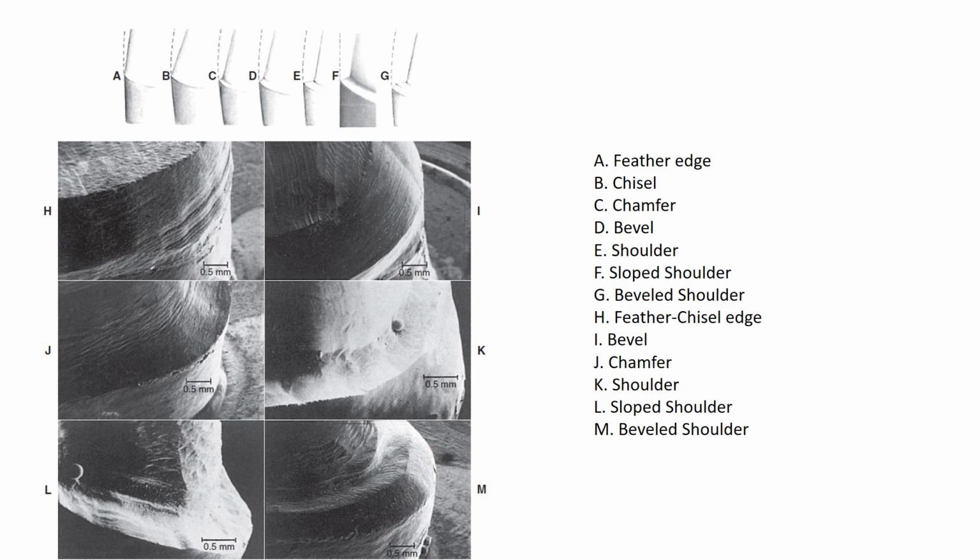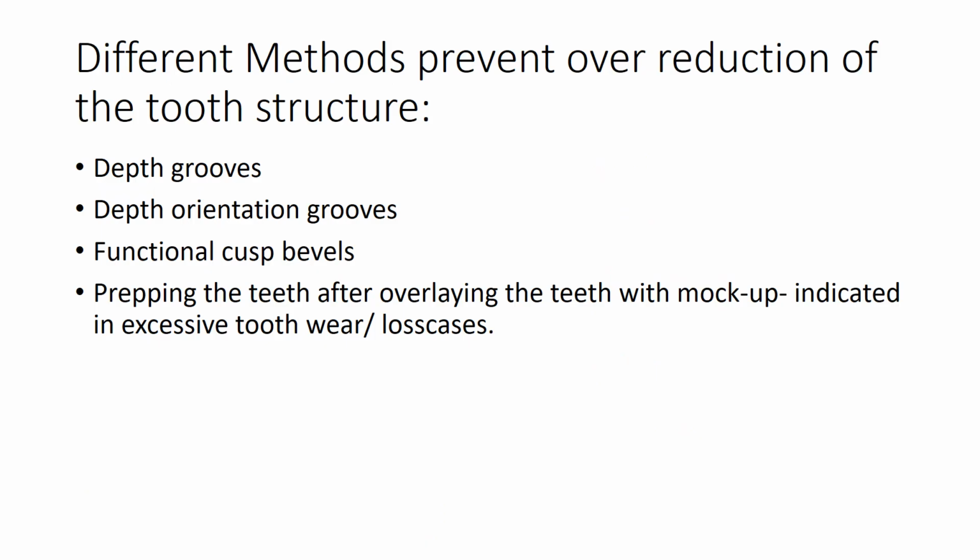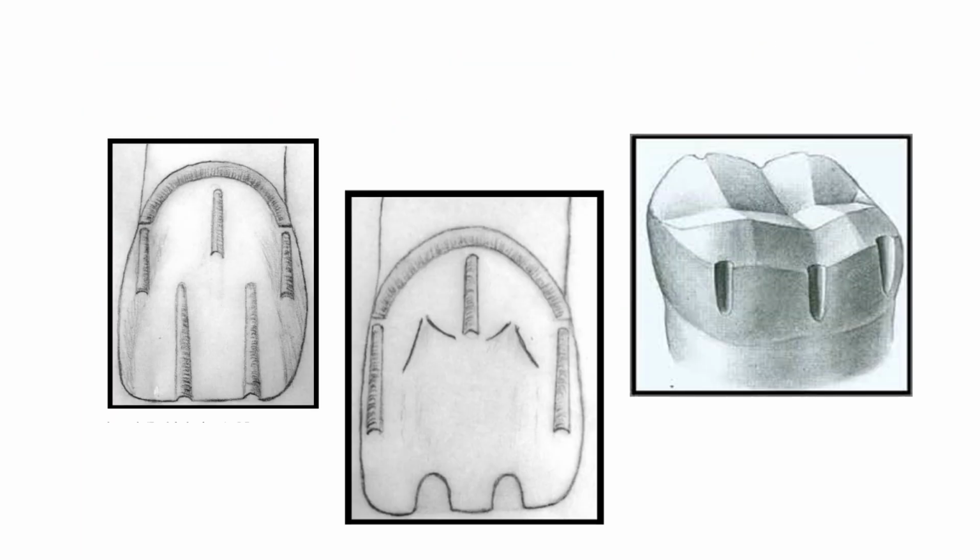which can be tucked in subgingivally. So now coming to the different methods to protect or prevent the over reduction of the tooth structure during the tooth preparation. We have the depth grooves, the depth orientation grooves, the functional cusp bevel (FCB), and preparing the teeth by overlaying them with a mock-up material, in cases of smile designing and excessive tooth wear.